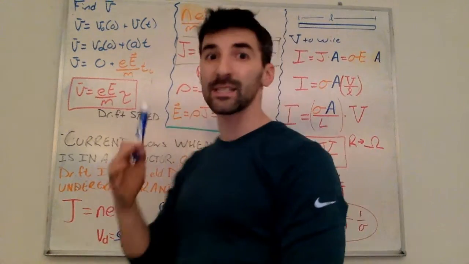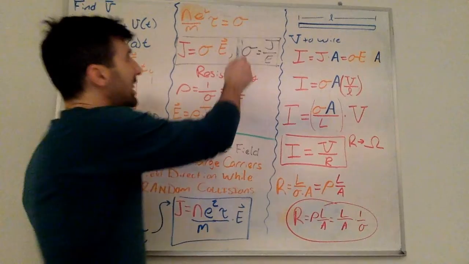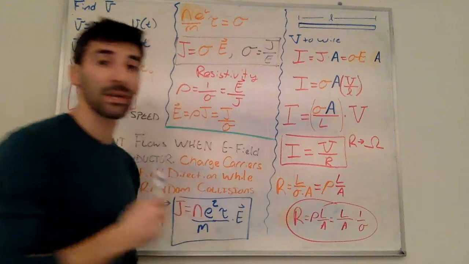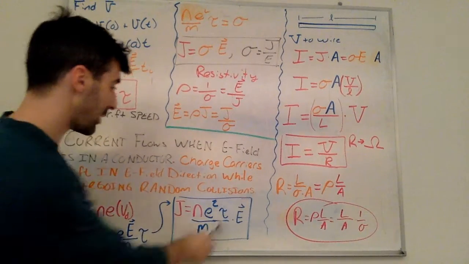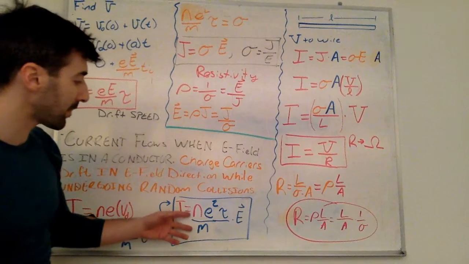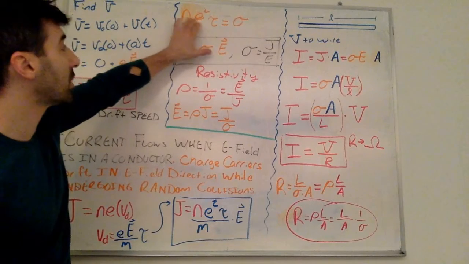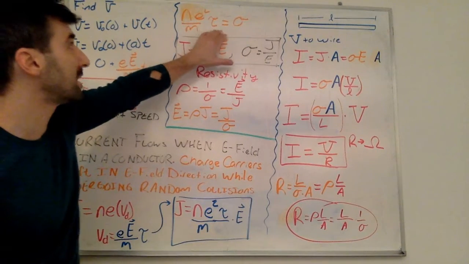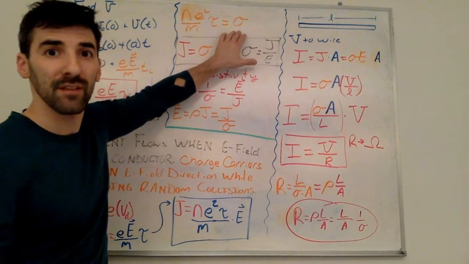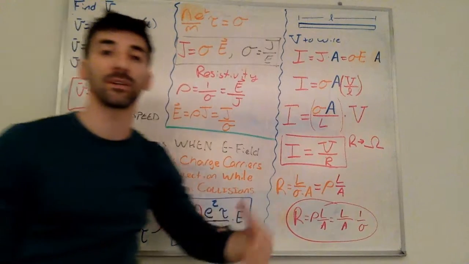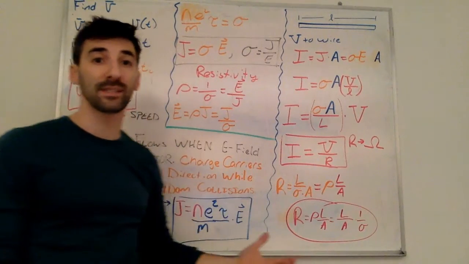Well, we talked about resistivity or resistance. This sigma is something that we're calling conductivity. I take all of these numbers down here, and I can relate that. Number of charge carriers, E squared divided by M times tau, that is the conductivity of my material, and that changes per material. Copper has a different conductivity than silver.